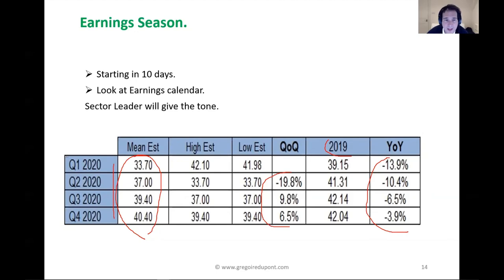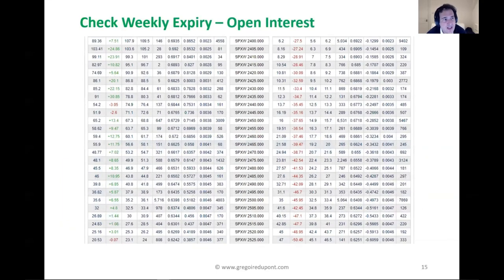So earnings season. As we did last week, and I think this is very important because the market is moving so much these days, you want to be looking at the weekly expiry open interest. That was done an hour ago, so you need to be checking the levels. You can go on the cboe.com website. Where are the significant levels? You can see 2500 is a big level. Check it tomorrow morning, and that's going to tell you a lot about where the market could be landing at the end of Friday.